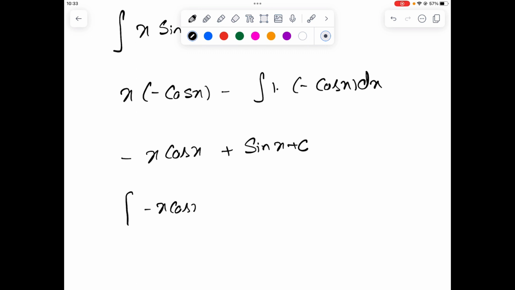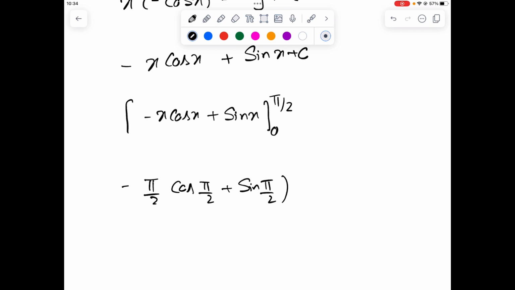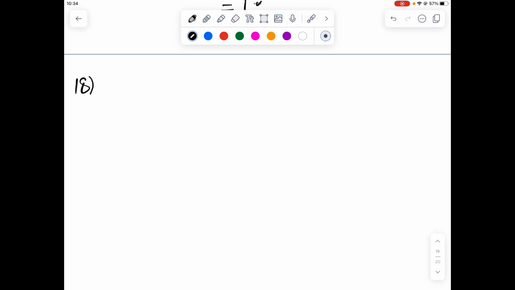Negative x cos x plus sin x from the limits 0 to pi upon 2. Once I substitute pi upon 2, so negative pi upon 2 cos pi upon 2 plus sin pi upon 2, minus 0 plus sin 0. So cos 90 is 0, sin 90 is 1, minus 0, minus 0. So the answer is going to be 1. That is question number 17. Now come to question number 18.